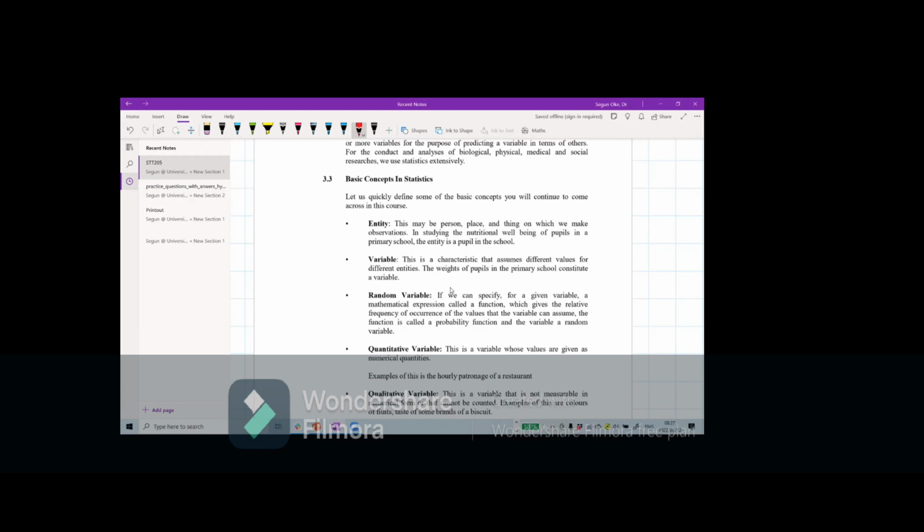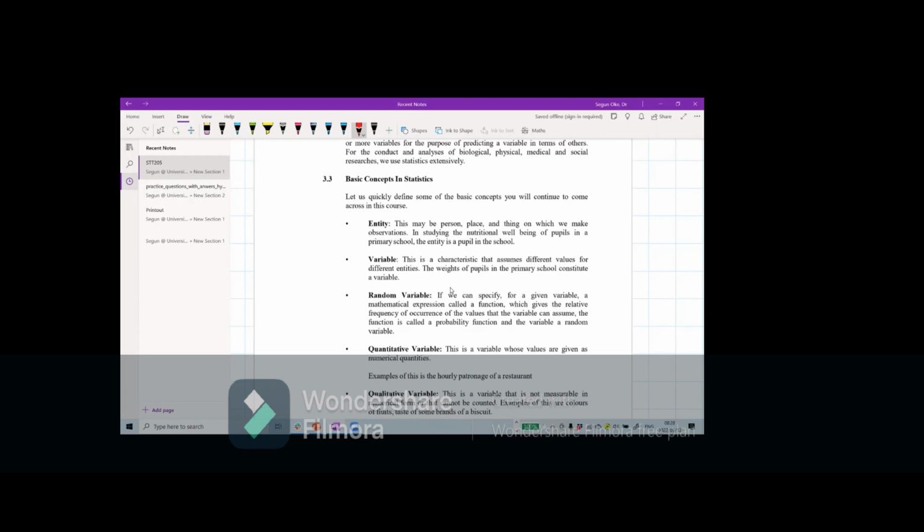Now, when you are talking about a variable, it is the characteristic that assumes different values for different entities. The weight of a pupil in the primary school constitutes a variable. That is, you want to know the weight, you want to know the height, you want to know different things about that particular entity that we are talking about.